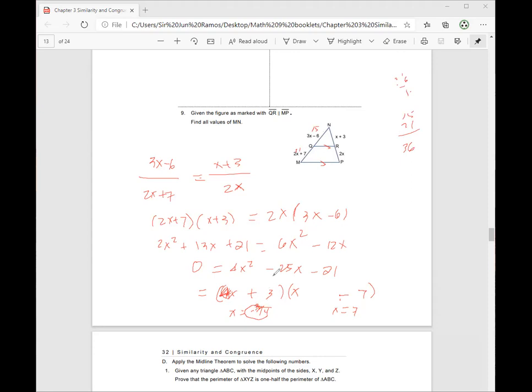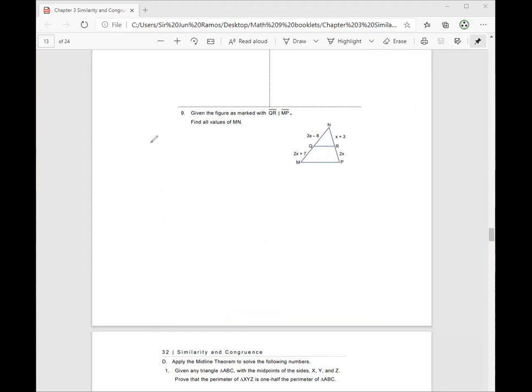Okay, let's see if this one will not give us a negative value. X equals negative 3 over 4. I will erase the board. If x equals negative 3 over 4, what happens to this? This becomes negative. Okay? So, we only had one value for MN.